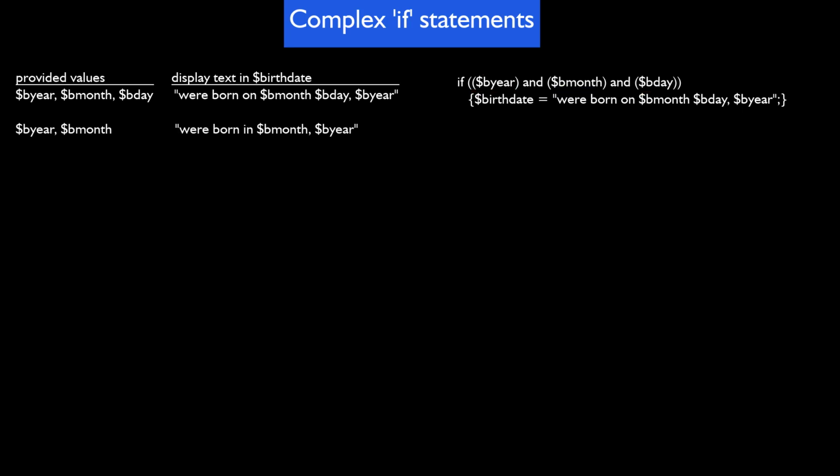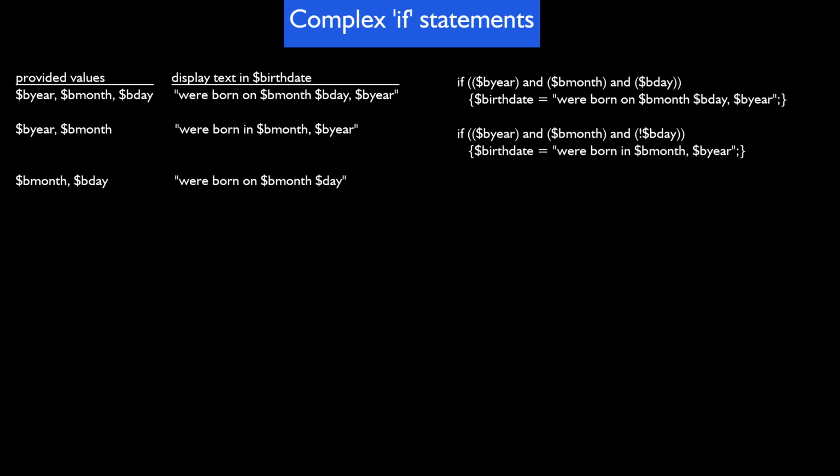The next one is similar, except we have an exclamation point in front of $B day. And remember, that means that it's not true. So they've supplied a year and a month, but not a day. So we say birth date equals born in $B month, comma, $B year. On this next example, there was no year supplied, but there was a month and a day. So the birth date is were born on $B month, $B day.